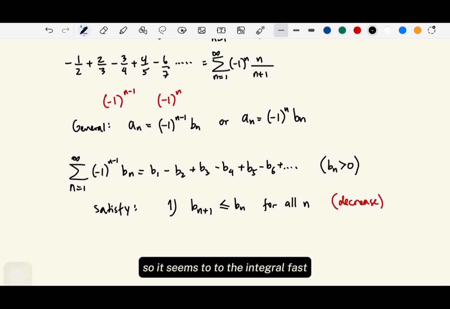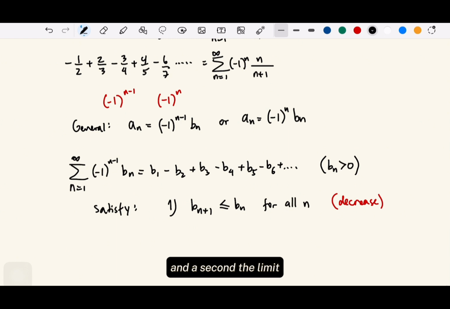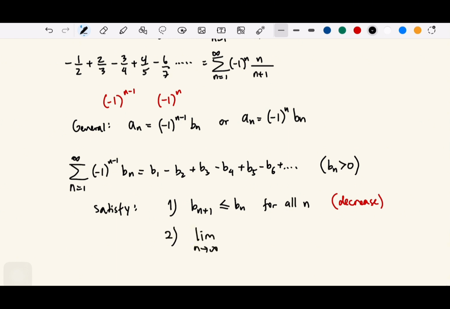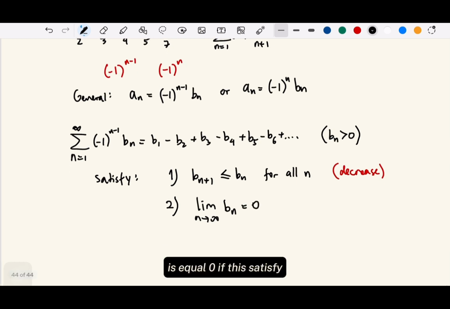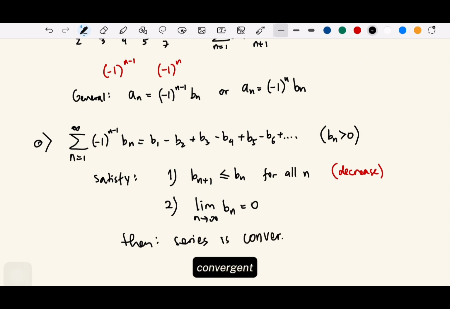So it's similar to the integral test. The requirement is that it needs to be decreasing. And the second, the limit of bn is equal to 0. If this is satisfied, then the series is convergent.